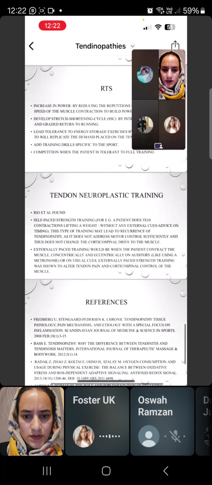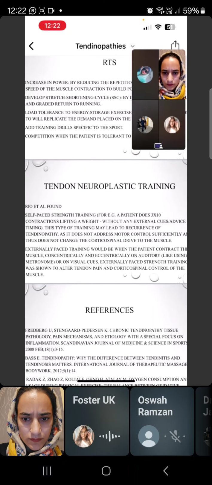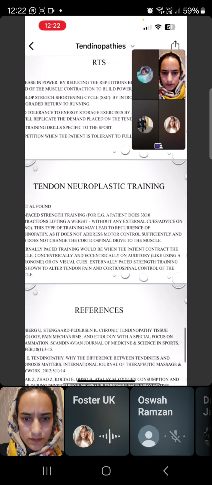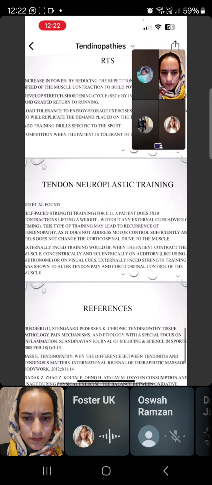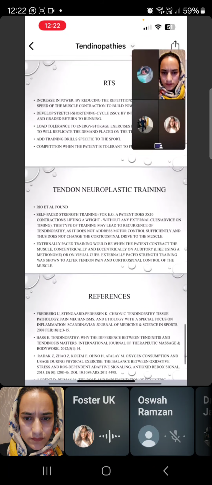So now if we read that again, it will make more sense. Self-paced strength is, for example, a patient does 3 repetition contractions lifting a weight without any external cue or advice on timing. So they don't have a particular timing. This type of training may lead to recurrence of tendinopathy as it does not address motor control sufficiently, right?